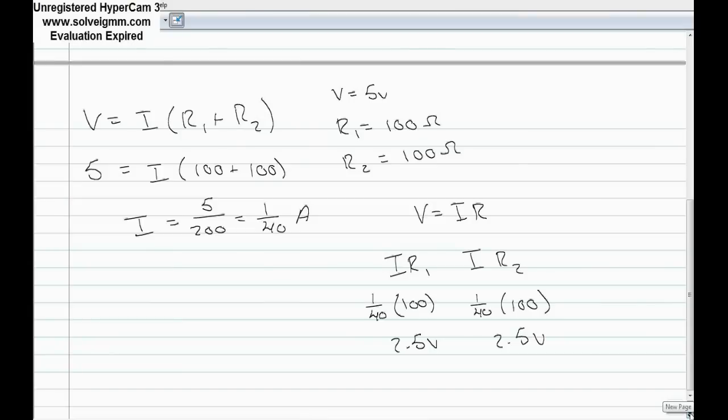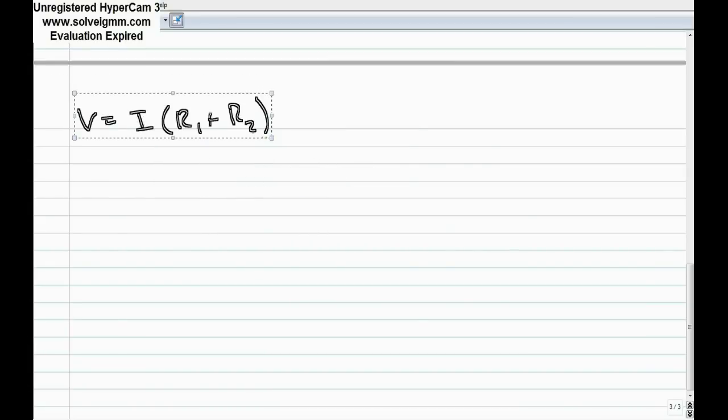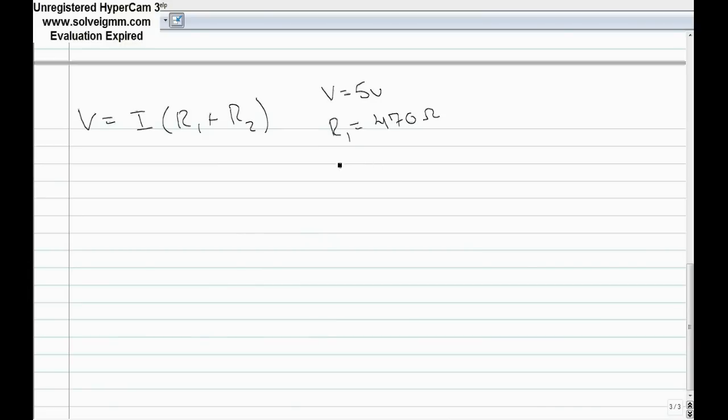Okay, and let's go over one more example. Paste this equation again, and we'll just change up some of the numbers. V will still stay 5 volts, but in this case, R1 will be 470 ohms, and R2 will be 100 ohms. Okay, so let's go ahead and plug in the numbers. So V is 5 equals I times 100 plus 470. So I is 5 over 570, and that doesn't work out to any nice number, so we'll just save that.